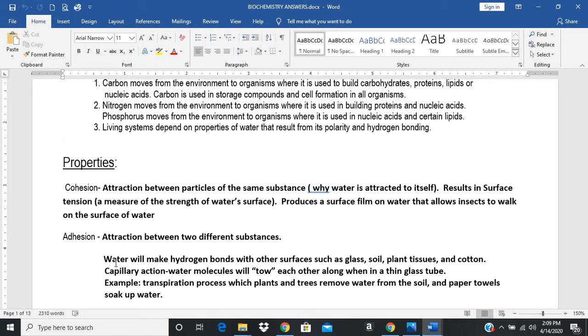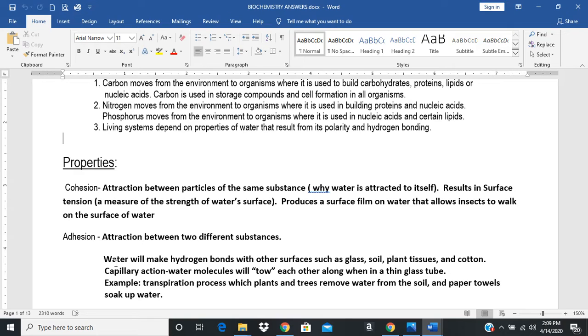Water can hydrogen bond with other surfaces, things like glass, soil, cotton, tissues of plants, and that's because those materials have a little bit of polarity to them. So that enables hydrogen bonding to occur. This is going to result in capillary action, where water molecules kind of tow each other upwards against the force of gravity, such as we see in soil and in thin glass tubes.